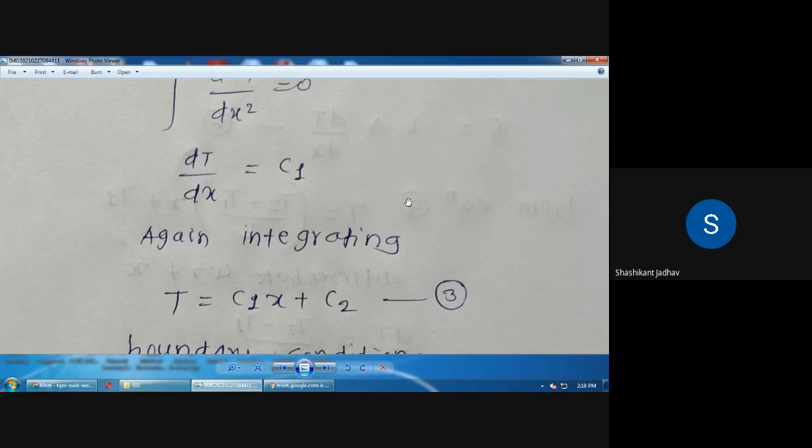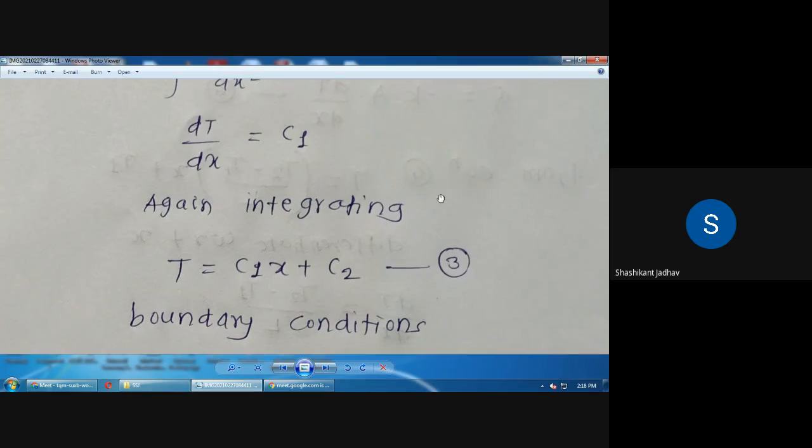Equation number 3. Okay. Now we have to apply the boundary conditions. Now we have to see the diagram. Everyone look at the diagram, and from the diagram tell me what the different boundary conditions are. Okay, what boundary conditions do we have to consider?